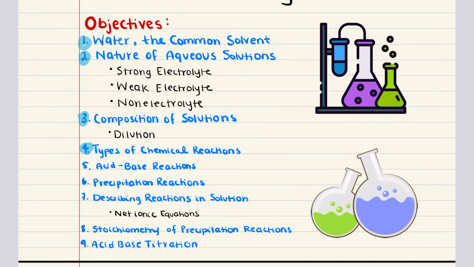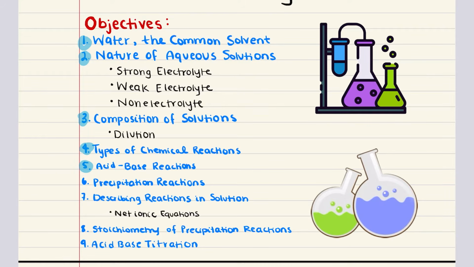Then the fourth objective, we're going to learn that there are three main types of chemical reactions: precipitation reactions, acid-base reactions, and oxidation-reduction reactions. We're going to focus a lot on precipitation reactions, a little bit on acid-base reactions, but in later chapters, we will elaborate even more on acid-base reactions. We're not going to touch on oxidation-reduction reactions here at all, but again, we will have later chapters that will dive into that topic.